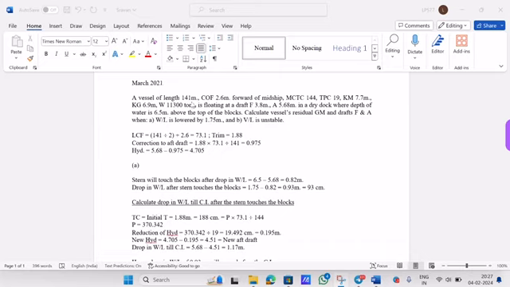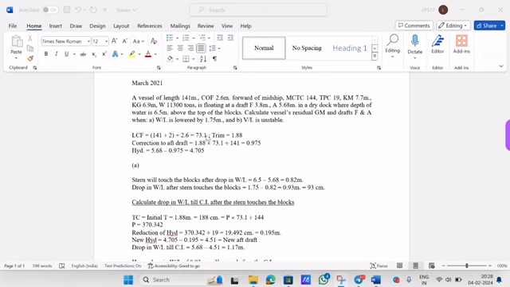A vessel of length 141 meter, CO of 2.6 meter forward of midship, MCTC 144, TPC 19, KM 7.7, KG 6.9, W 11,300 tons, is floating at a draft of forward 3.8, aft 5.68 in a dry dock where the depth of water is 6.5 meter above the top of the blocks. Calculate the vessel's residual GM and draft forward and aft when water level is lowered by 1.75 meters and the vessel is unstable.